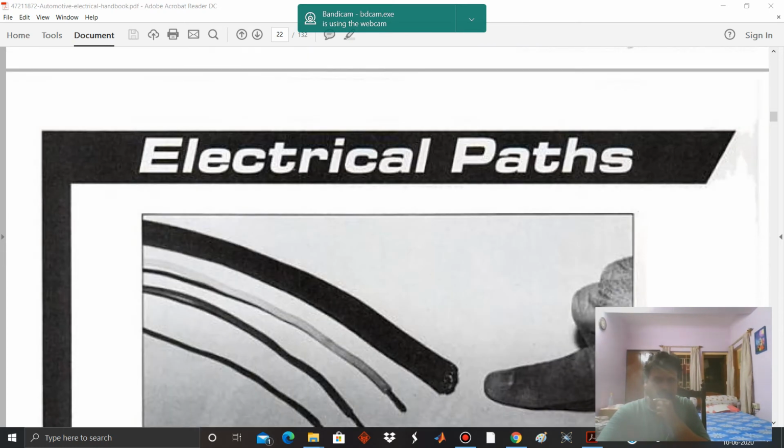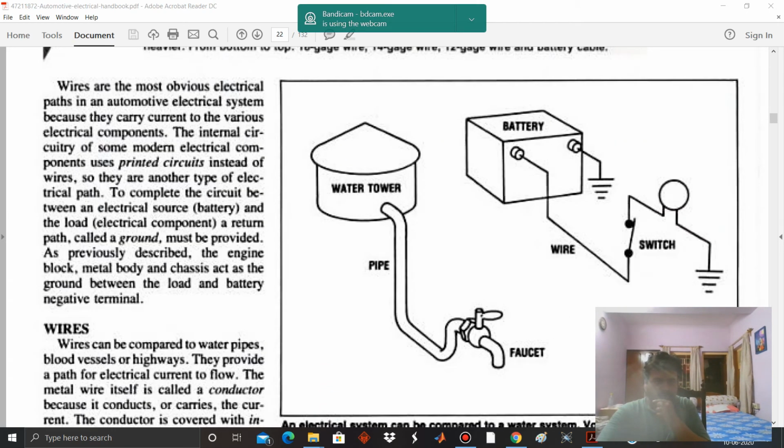So next comes the electrical paths. Electrical paths are basically the wires, which make the circuit. A circuit has some start point and some end point. A circuit is a path for the flow of current from one point to another, and it has to be a closed path. Only then can power flow.